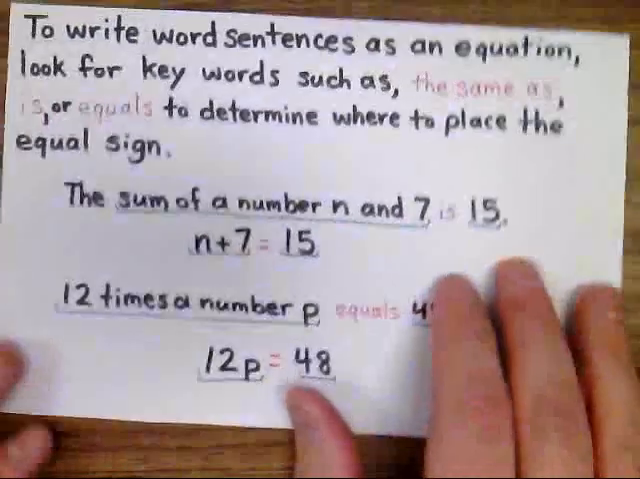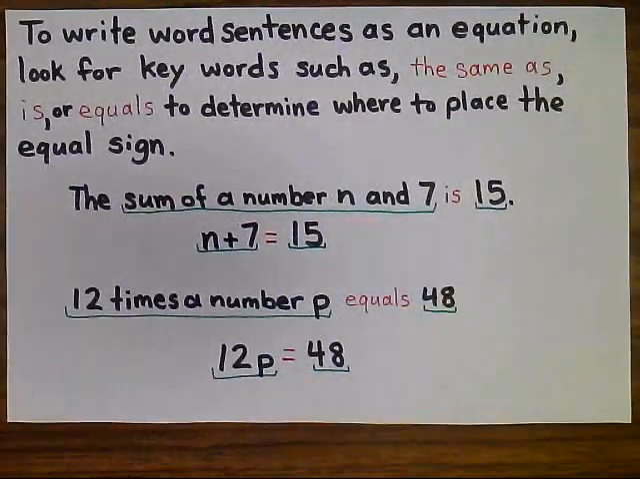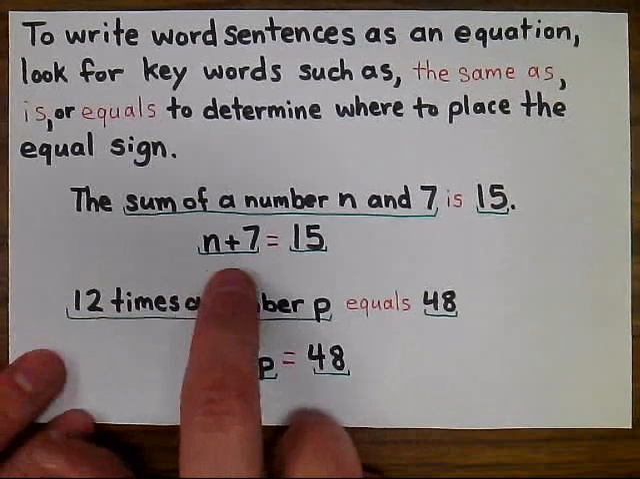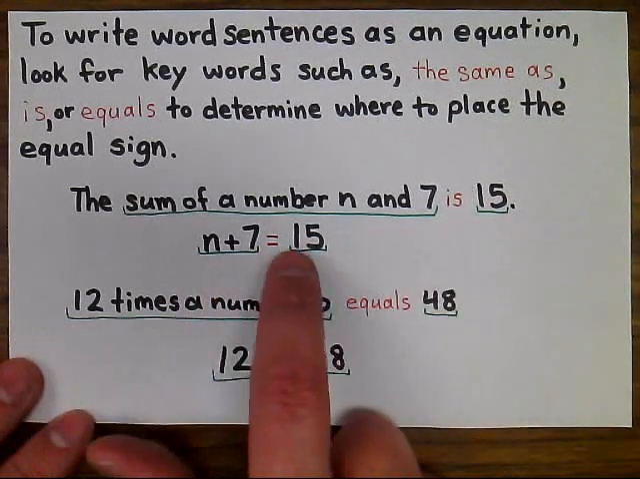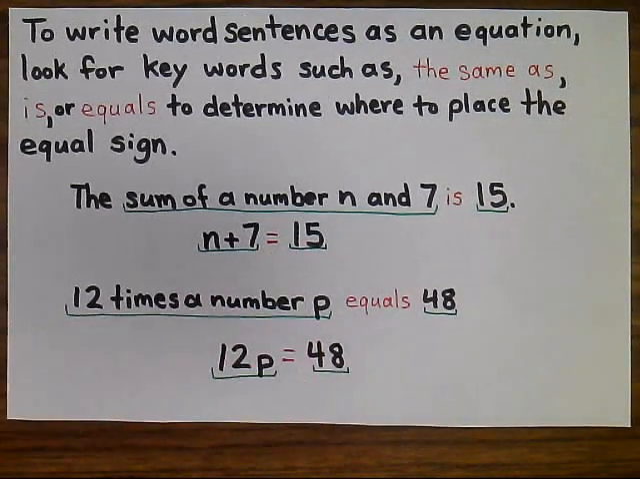To write word sentences as an equation, you want to look for keywords such as the same as, is, or equals to determine where to place the equal sign. So in the sentence, the sum of a number n and 7 is 15, is clearly indicates that that's the equal sign. And so you'll take the phrase sum of a number n and 7 and translate it to n plus 7. And then your 15 goes there. The equals would separate the two.